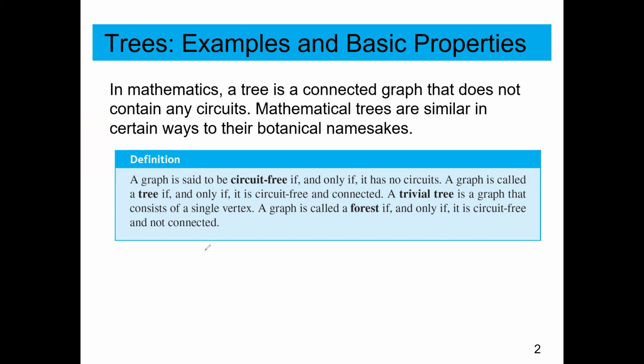This would be a tree. Now notice I have no edges. If I added this edge right here, it would immediately have a cycle, and therefore it would break the fact that it is cycle free. So trees have no cycles.